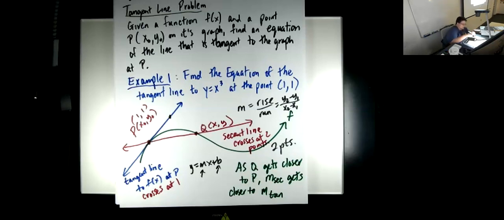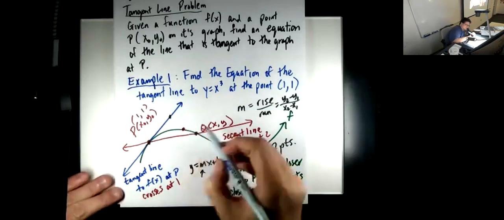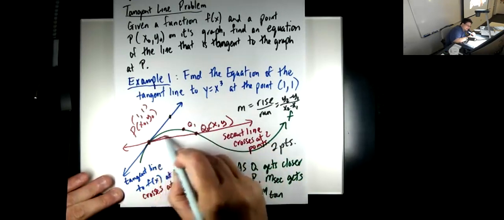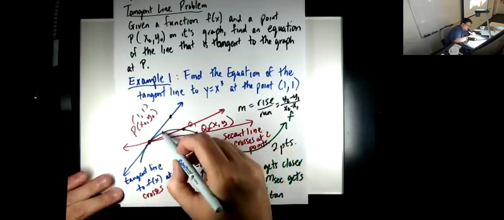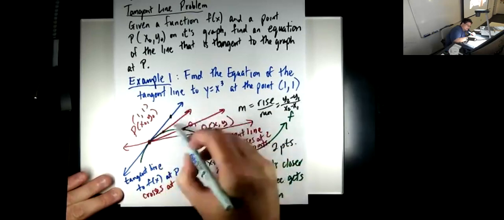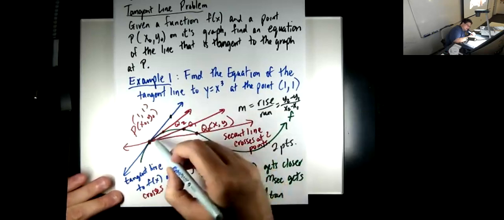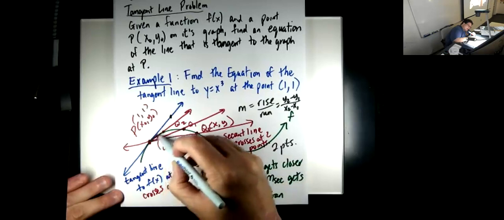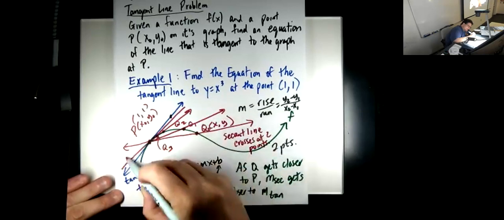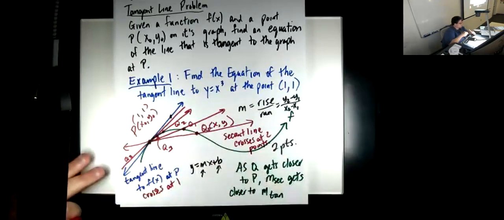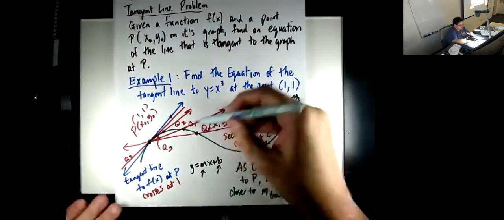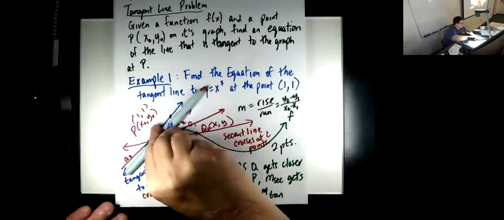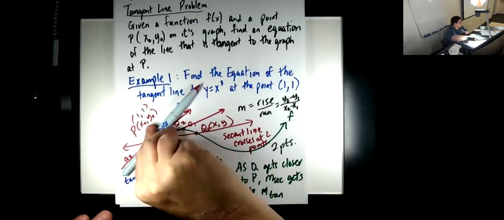So pictorially, let's call that Q0. Q1 is here, and it's like that. Q2 is like that. I could get one really close, call that Q3. And eventually, as Q gets closer to P, you'll see that the secant line is slowly rotating, and eventually it's going to line up with the tangent line, right?